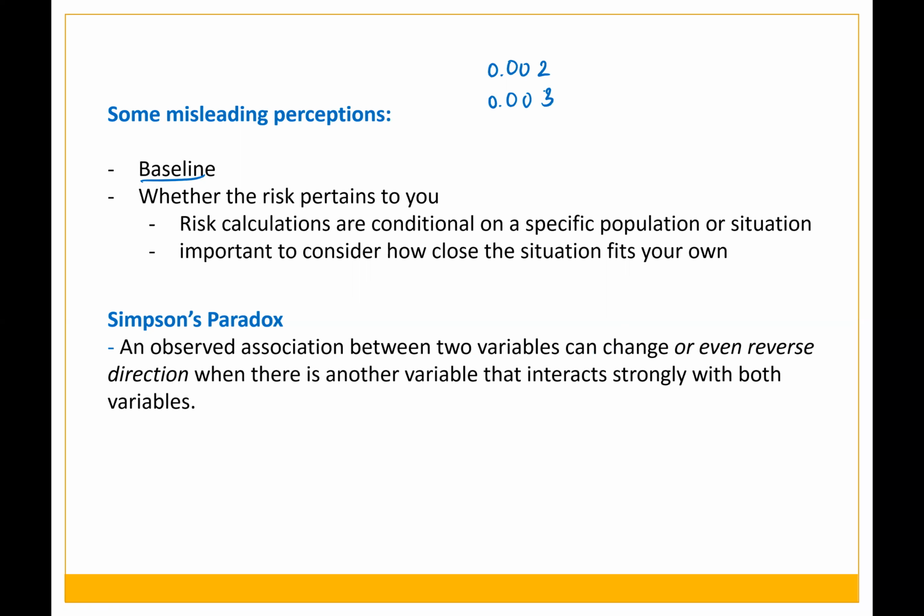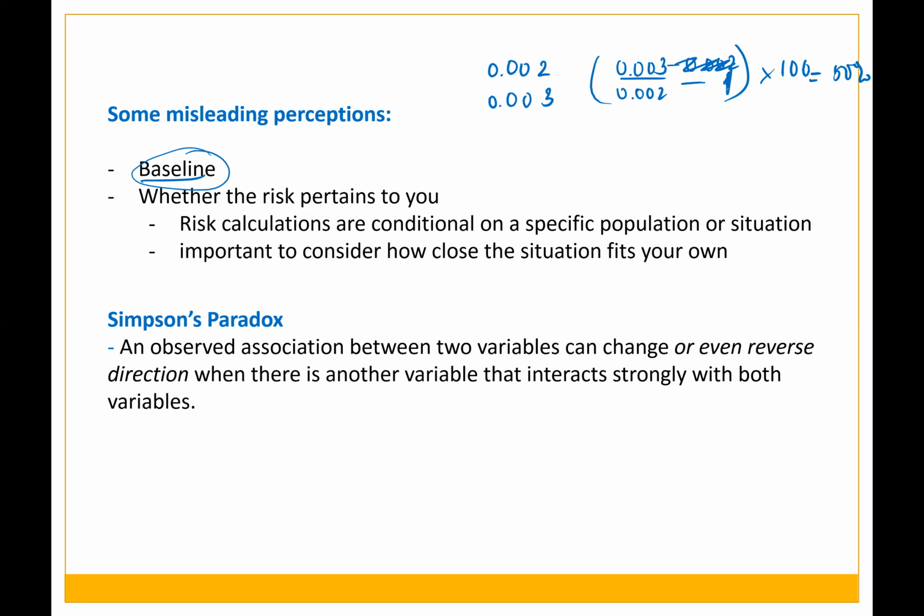However, if we find the increased risk, then it's going to be 0.003 divided by 0.002, minus 1, multiplied by 100, which is going to give us 50%. Now that 50% sounds very significant, but in reality, if you look at these percentages, it doesn't really make that much of a difference at all. Therefore, we have to look at the baseline, the actual percentage used to compute this 50%, to see if the difference is noticeable or not.